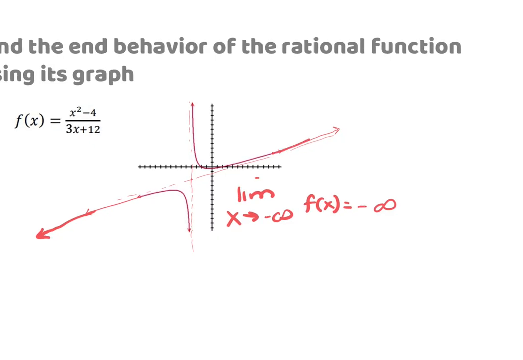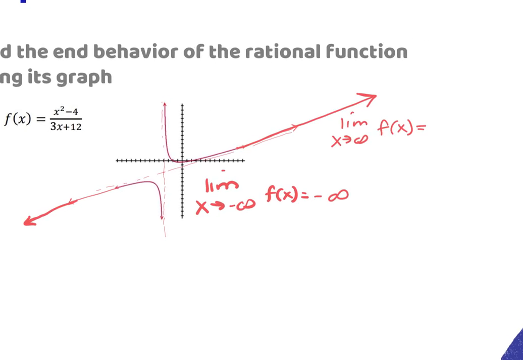And then on the right-hand side, it's going to keep going in this motion. So the limit as x goes to positive infinity, what's happening to those y values? They're increasing forever and ever and ever without bound, which means it's going to infinity.